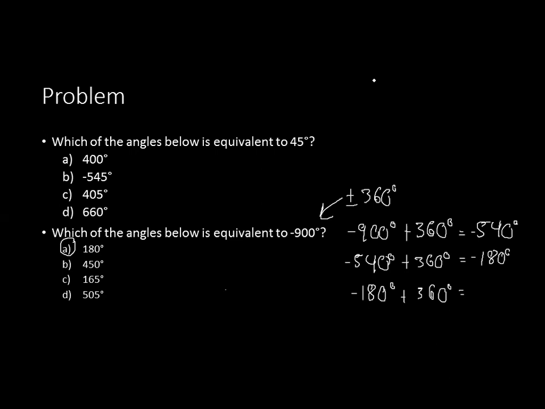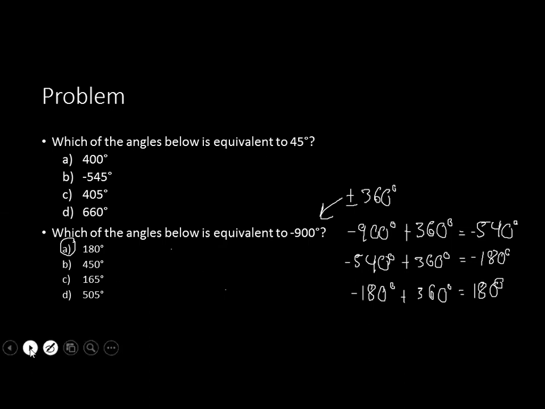So negative 180 plus 360, we will have exactly 180 degrees. And yay, that's it. We already got our answer. So negative 900 degrees is equivalent to 180 degrees. That is our answer. So the answer here is A.